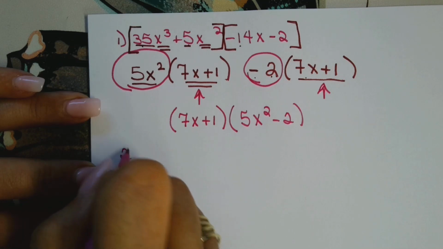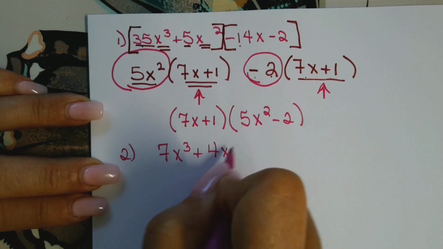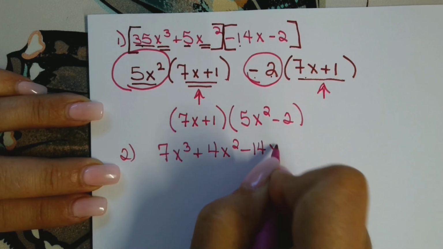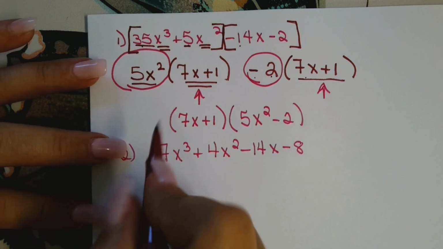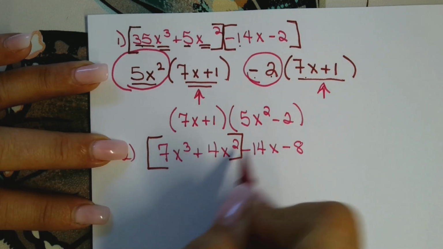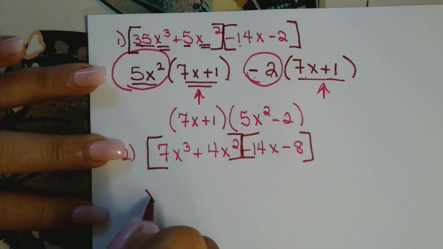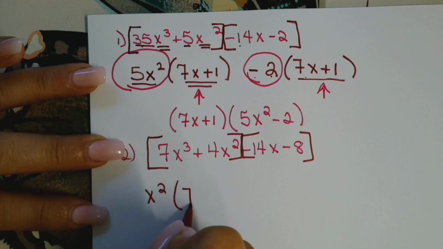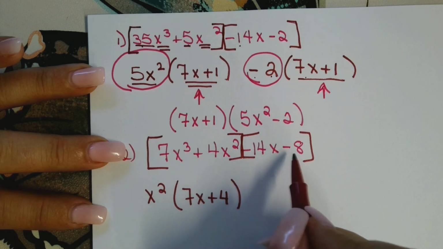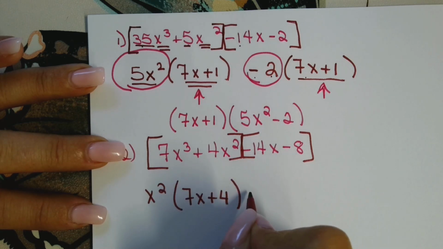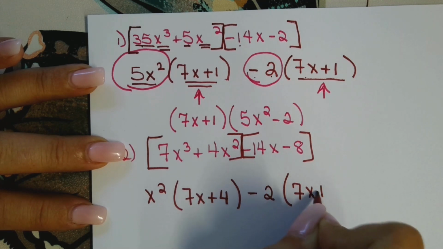I'm going to go a little faster now for the others. So we have 7x to the third plus 4x squared minus 14x minus 8. Again, we're going to group here and group there. From these two, the greatest common factor is x squared. You're going to be left with 7x plus 4. From here, the greatest common factor is going to be negative 2. And again, you'll be left with 7x plus 4.